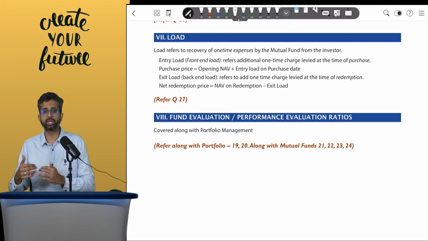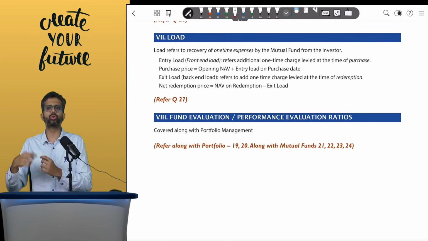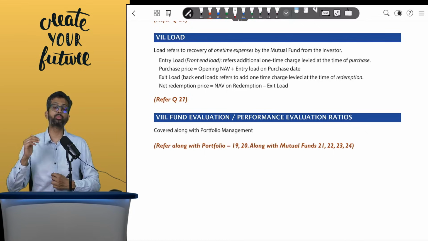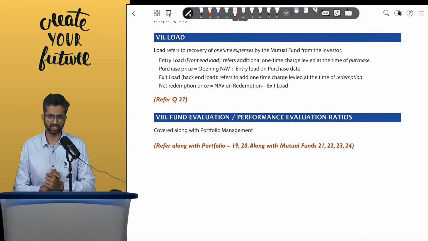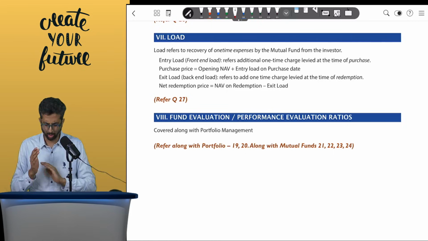Or when you are redeeming, in which case there will be a concept of what you call an exit load, where you will be given how much is the charges to be deducted before you exit. Apart from that, performance evaluation measures like Sharpe, Treynor, Sortino or Jensen's Alpha were discussed in portfolio and can also have application over here.